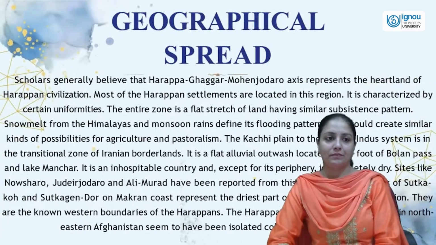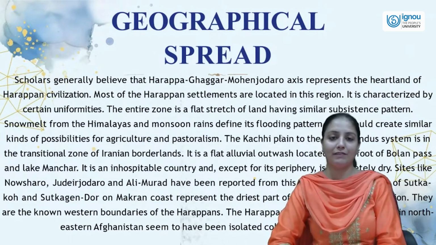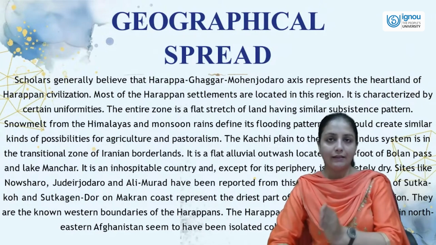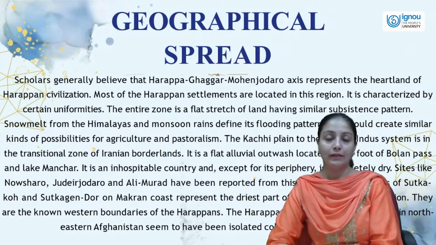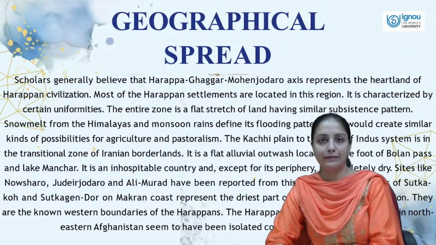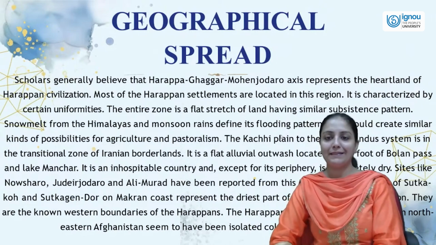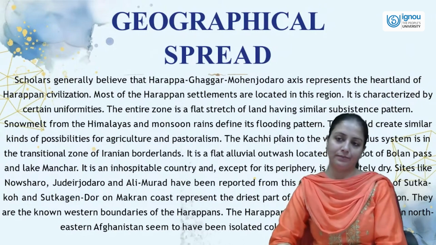Geographical spread. Scholars generally believe that the Harappa, Ghaggar, Mohenjo-daro axis represents the heartland of Harappan civilization. Ghaggar is the name of a river, and Harappa is also a site, and Mohenjo-daro is also a site or city. Most of the Harappan settlements are located in this region.